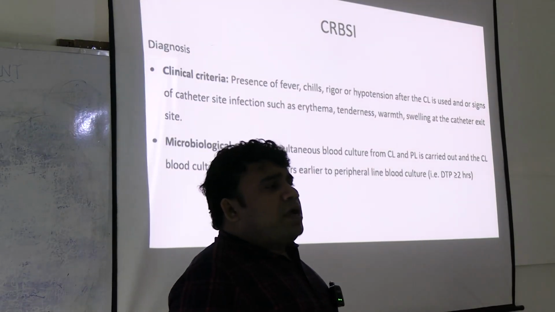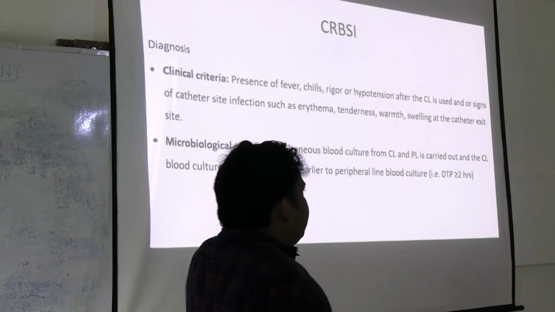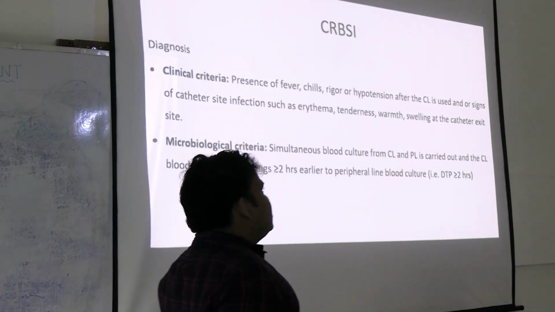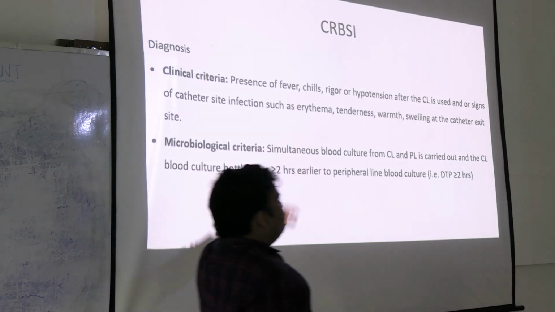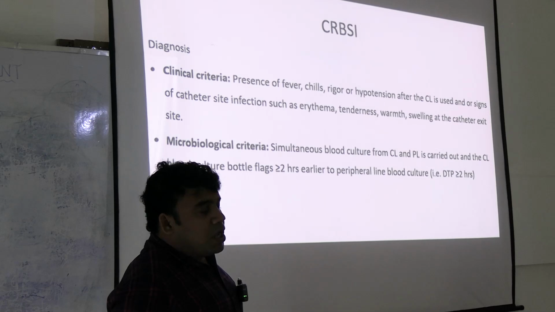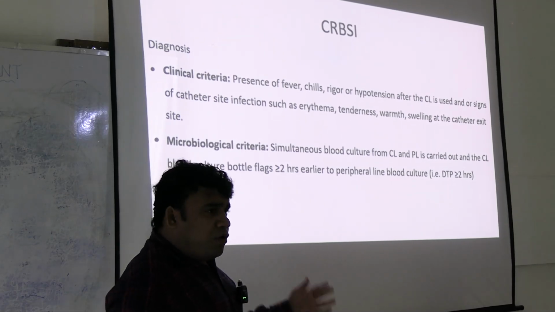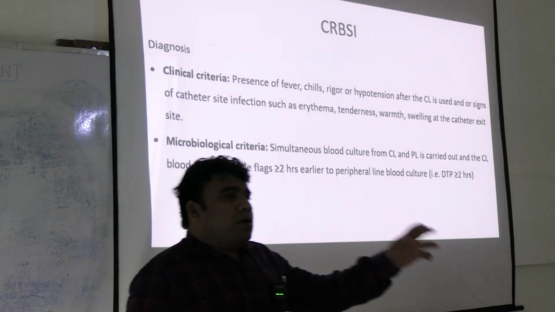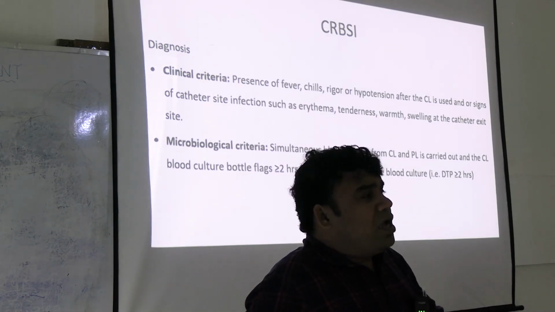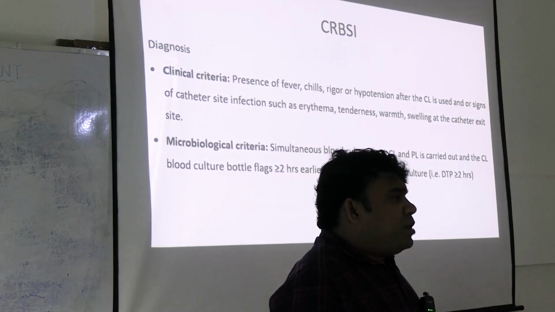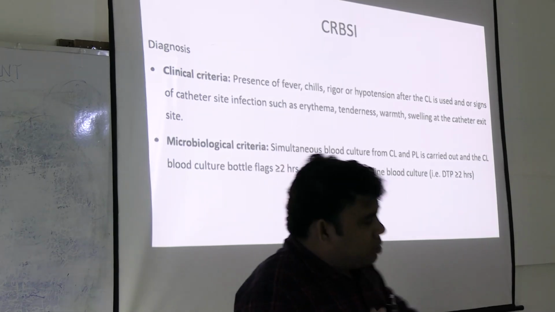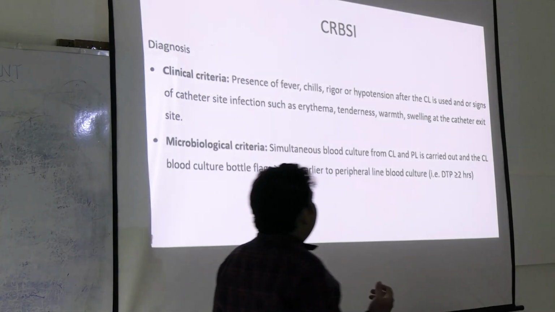Next comes how to diagnose. The first would be the clinical criteria, that means based on the patient's signs and symptoms. What are the signs and symptoms? The patient will have fever, chill, rigor, and hypotension. Many a times the patient will already be on, say, adrenergic drugs. In that scenario, the requirement of the adrenergic drugs may increase. That is also a kind of hypotension, or overt hypotension may be there.